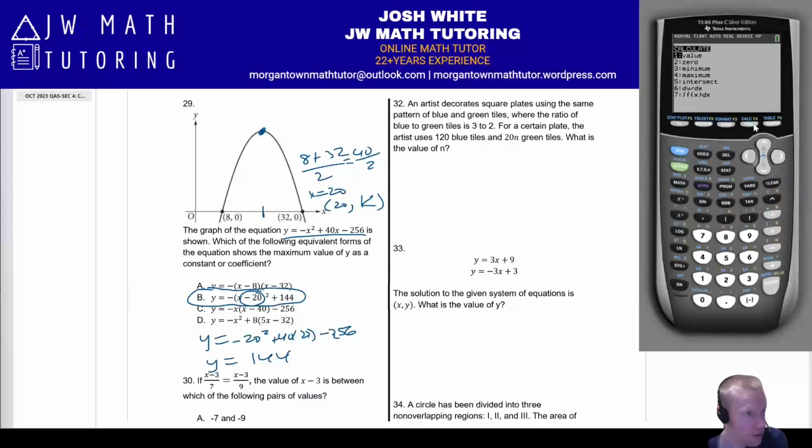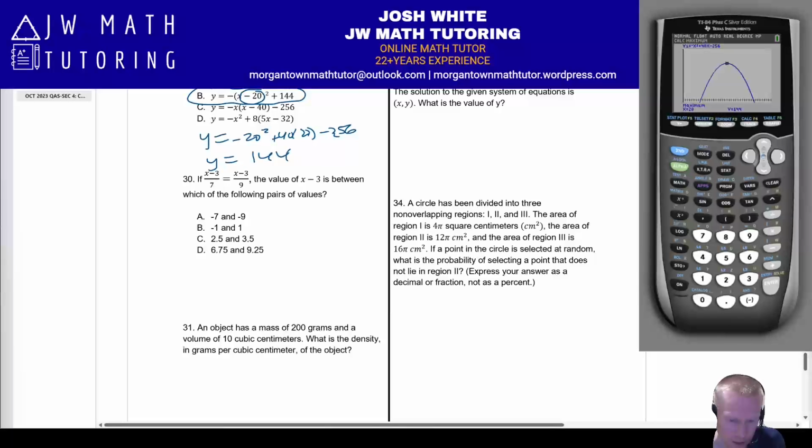then go to the calculate menu, second trace, go to maximum, left bound, just move a little bit to the left of where the maximum is, right bound, move a little bit to the right, guess, move it as close to the maximum as possible, hit enter. Okay, right there, y equals 144. That is the maximum value, and then you just look at the answer choices, which one has 144, and so that's an alternate way you could get this problem just by using the calculator.